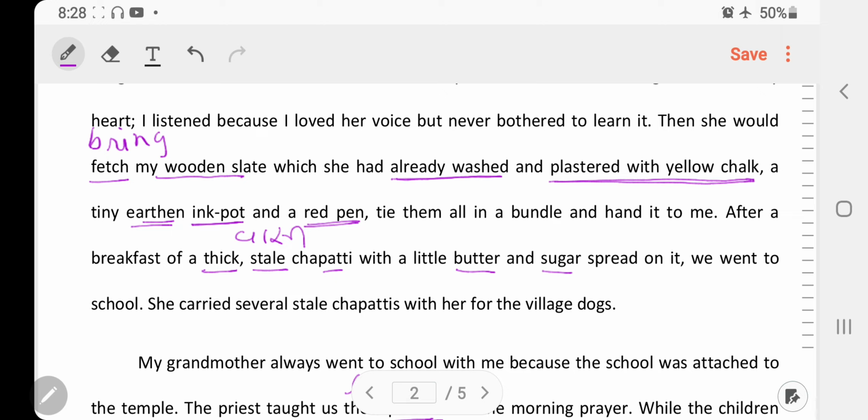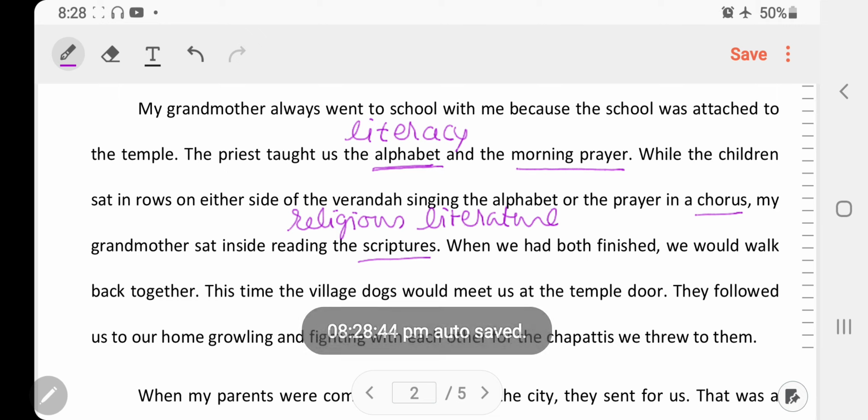અને વોટ વોઝ હેપનિંગ ઇન ધ સ્કૂલ, તો પેલા પ્રિસ્ટ હોય એ છોકરાઓને લાઇનમાં બેસાડતા, રાઈટ, અને યુ વુડ મેક ધેમ સિંગ ધ આલ્ફાબેટ એન્ડ મોર્નિંગ પ્રેયર ઓલ્સો. અને દાદીમાં છે એ મંદિરમાં બેસતા, રિલિજિયસ સ્ક્રિપ્ચર્સ એ વાંચતા, અને જે બે પૂરું કરતા then again they would walk together back to the home.